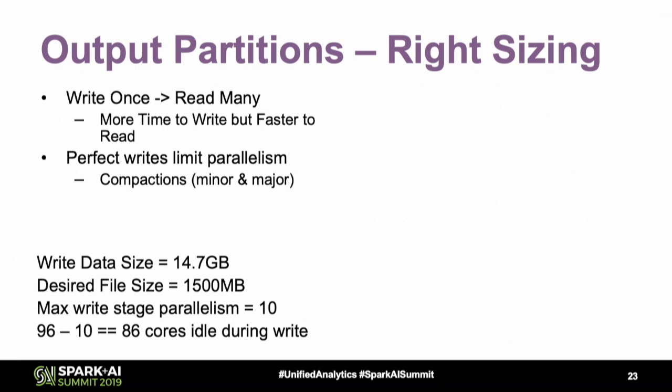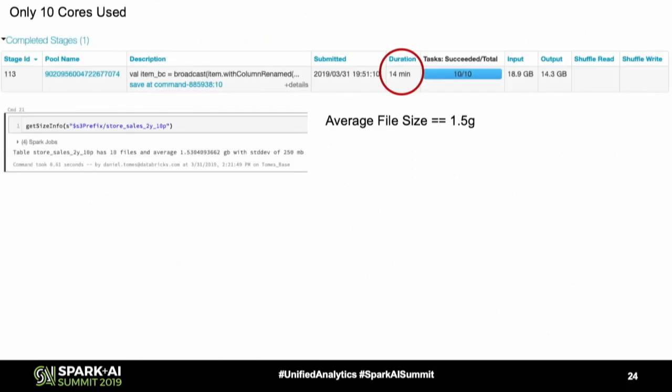Well, now your maximum write size partition, your parallelism is only 10. If you have 96 cores in your cluster and you only have 10 writers, 86 cores are sitting there idle during the entire write. So what does that look like? Well, if we go into this workload and say my boss told me I had to have 1.5 gigabyte files, okay, cool. That takes 15 minutes and 86 cores are idle.